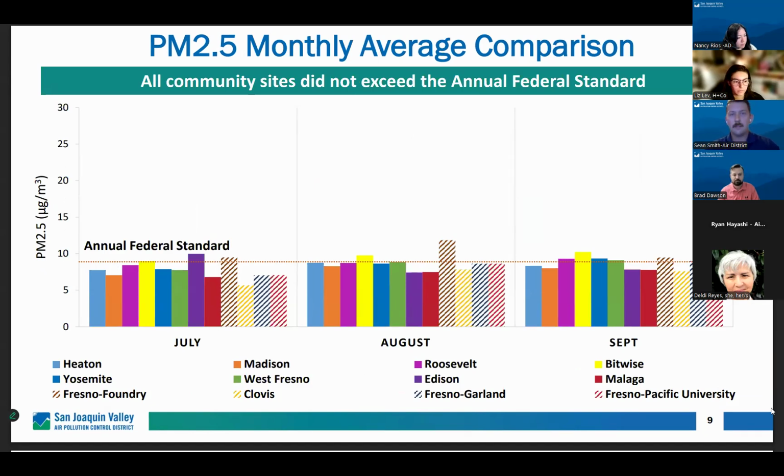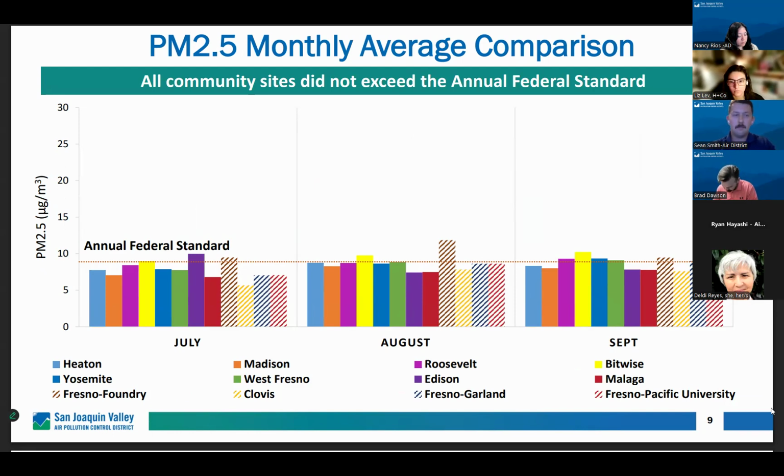In this next slide, we have the monthly average comparison. So this is comparing the months of Q3, so it'd be July, August, and September. On the left side, we have the concentration again, and then we have 3 columns for the different months. And for our legend here, we have color-coded the different sites.